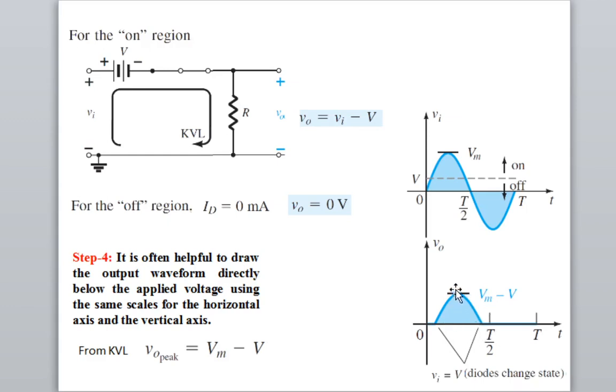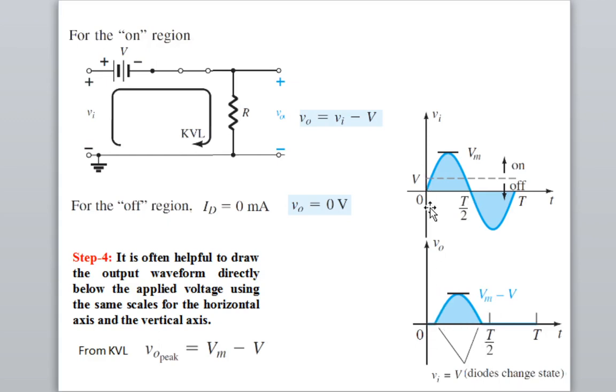So this output voltage will be obviously equal to this voltage minus this voltage, that is Vm minus V. That I have written. And this region will be clipped, and this negative region is clipped. So the whole negative region is clipped, and this portion is clipped, and this portion is clipped. That means the output signal is not running completely from 0 to T half.